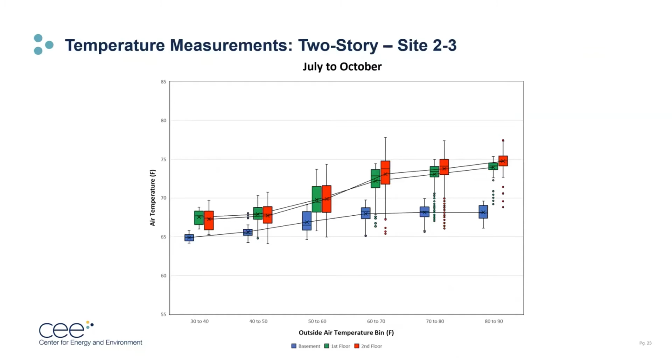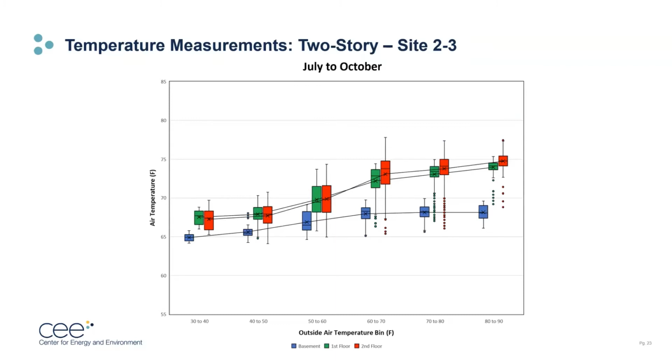So this is a box and whisker plot for all the data that we collected for Site 3. You'll be seeing a lot of these box and whisker plots in this presentation. The data was first sorted into 10-degree outside temperature bins, and then for each box, the median is represented by the horizontal line within the box. The X is the average. And then the bottom and the top of the box are the first and third quartiles, and the ends of the whiskers are local minimums and maximums.